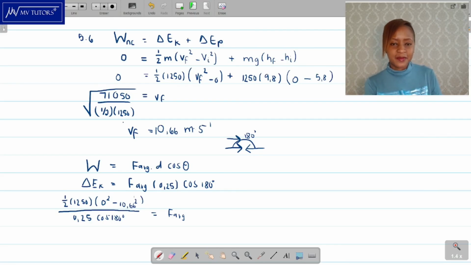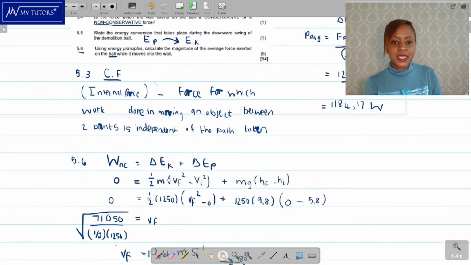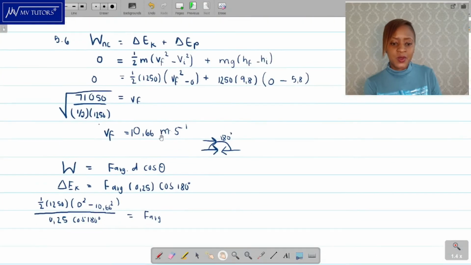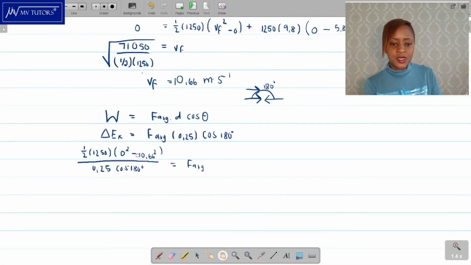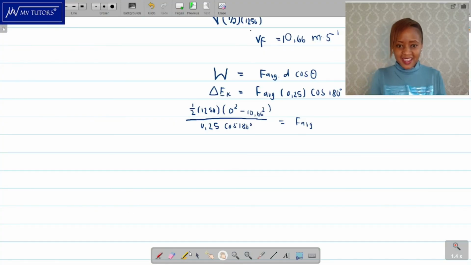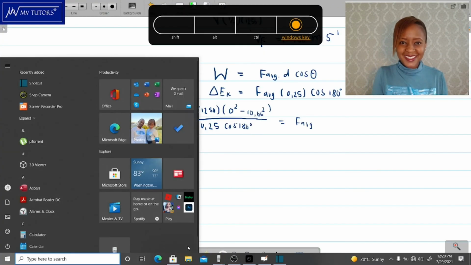They did tell us that the ball eventually comes to a standstill. So it's released from point R, which was 0, strikes the wall at 10.66 meters per second at the bottom of its swing. The ball then moves 0.25 meters horizontally into the wall before coming to rest. So the final velocity is equal to 0, hence we substitute 0 there. And now we can put this in the calculator and call it a day.